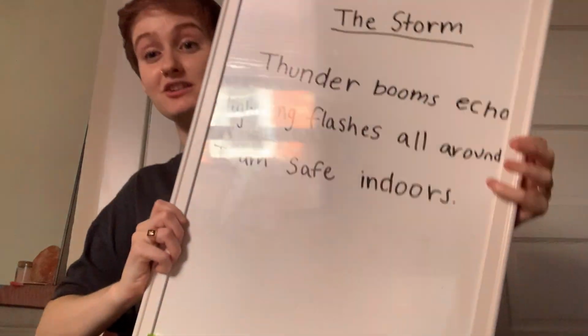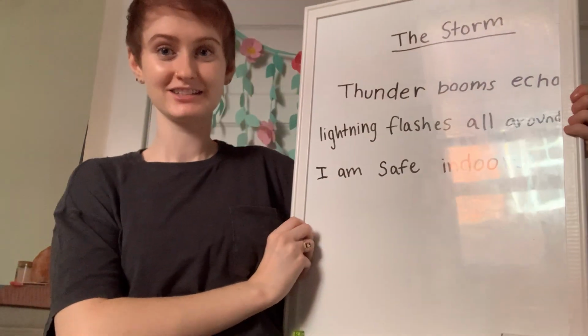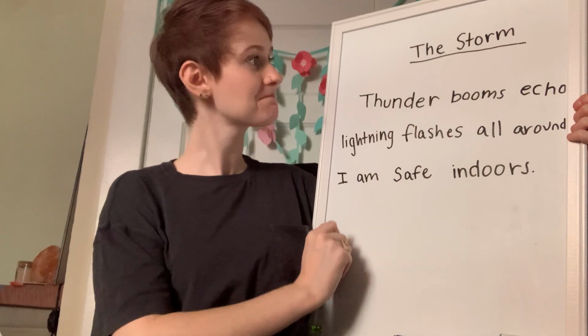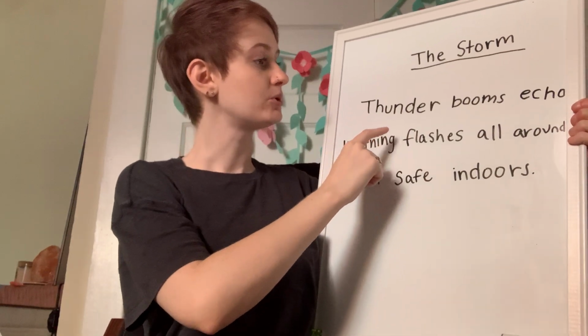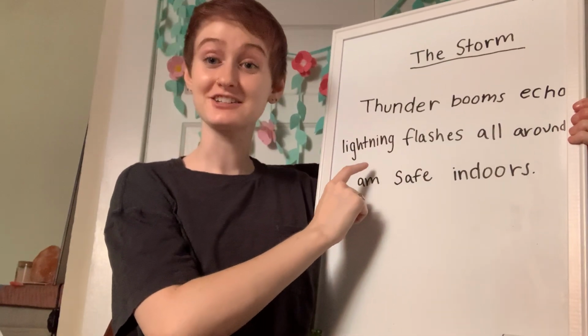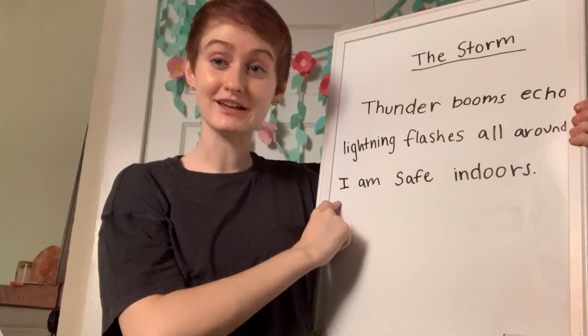Okay. And now I will go ahead and read you my whole poem so you can get an idea of what a haiku should look like. Again, it's going to have 5 syllables, then 7, and then 5 again. So short and sweet, but you want to make each word count. Okay, so let's see. This is the storm. It says, thunder booms echo, lightning flashes all around. I am safe indoors. All right, so that was my haiku.